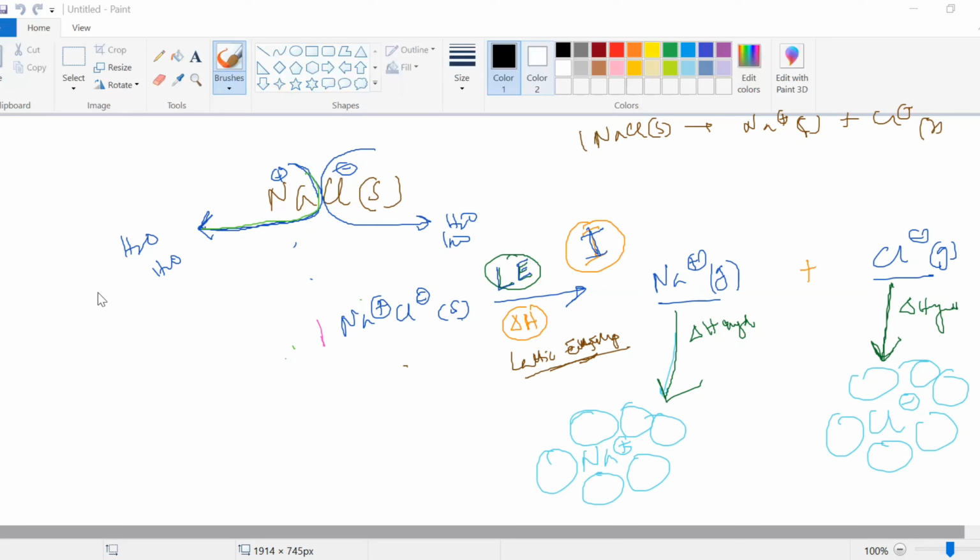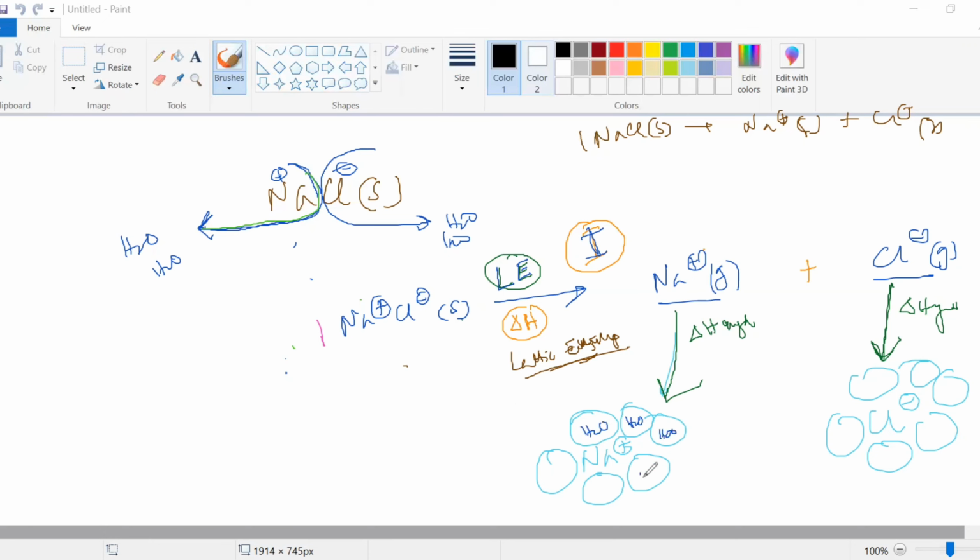When it's separated out, there's a threat that if water leaves them idle, they will combine back again. Water's job is not finished. What is the second step? Can you hear me? Second step is what? Water surrounds the individual ions.